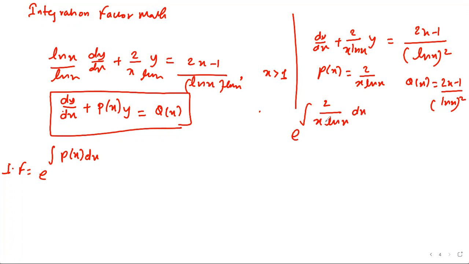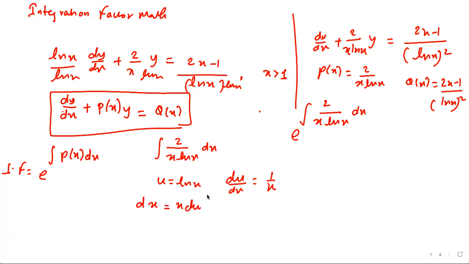Now, this part needs to be integrated by substitution. So if I integrate this separately, 2 over x ln x, I take, let's say, u as ln x. So du by dx is going to become 1 over x, so dx is x du. Once I get this, I plug it in here, so it'll become 2 over x ln x, where ln x is u, into x du. The x and x get cancelled, so it is 2 ln u plus c. You don't need to put a c here.